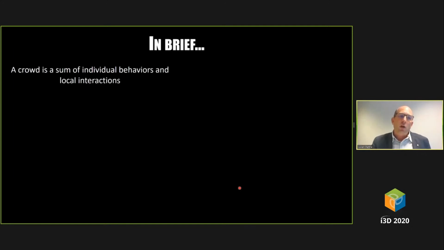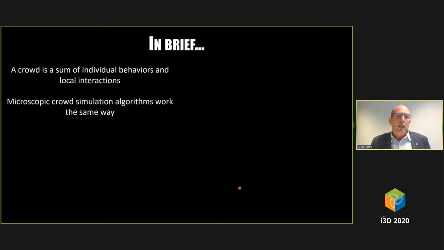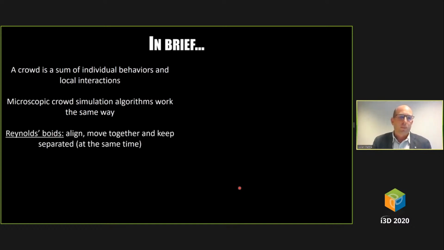So in brief, here we can say that a crowd is a sum of individual behaviors, collective behaviors, and local interactions. Microscopic crowd simulation works a bit the same way because you define rules for your agents that are local, and they apply to control their movement. I've shown you the example of the Reynolds boids, where boids align, move together, and keep separated at the same time. So they apply these three main rules.